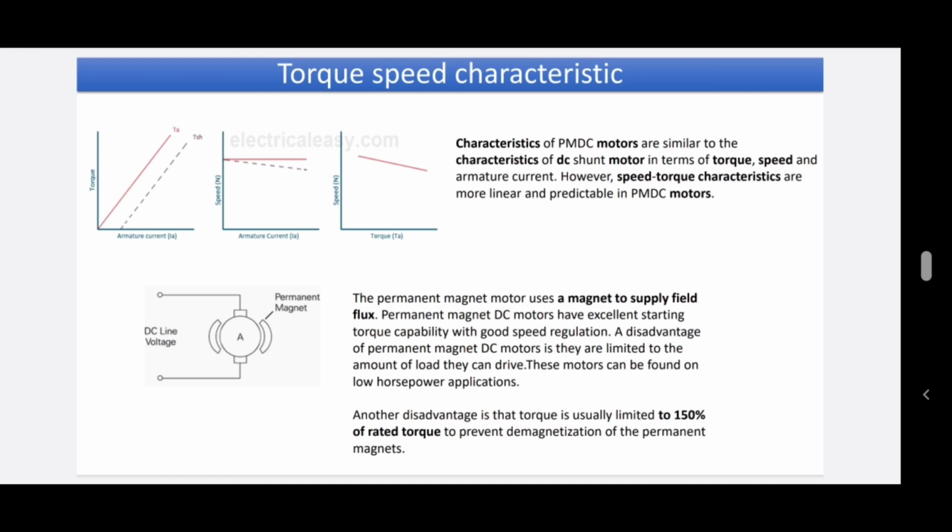A disadvantage of the permanent magnet DC motor is that they are limited in the amount of load they can drive. These motors can be found in low horsepower applications. Another disadvantage is that the torque is usually limited to 150% of rated torque to prevent demagnetization of the permanent magnet.